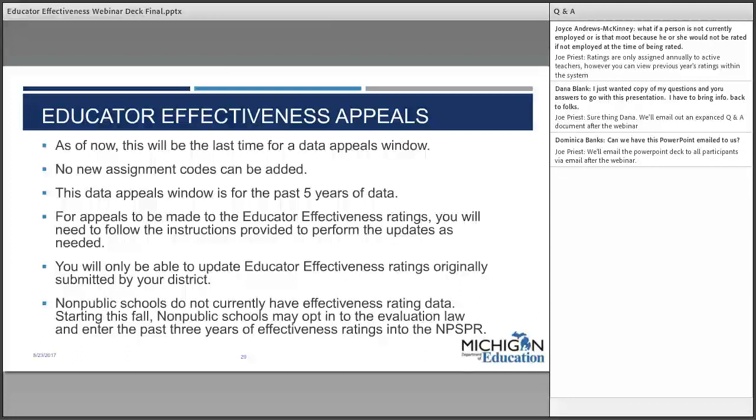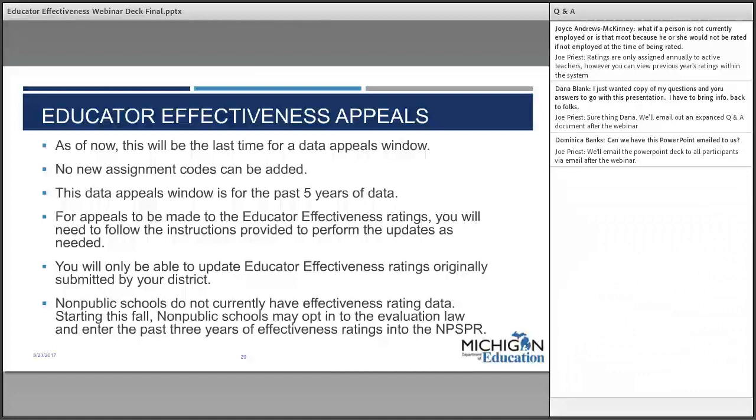For appeals to be made to the educator effectiveness ratings, you will need to follow the instructions. And as most of you are teachers, this is geared more towards your REP data submitters, but you can always help point them to this information, as they will need to follow these steps, and you can work with them to work through some of the issues that you may have.